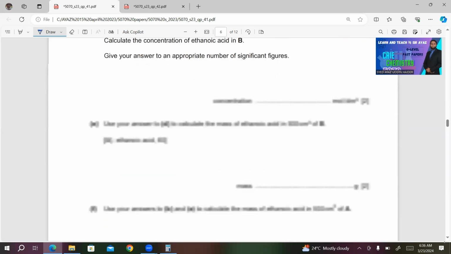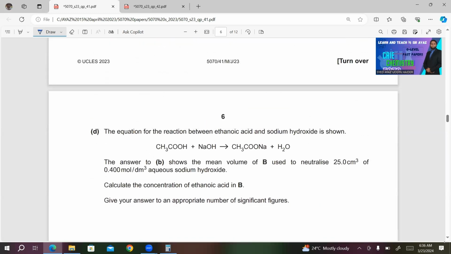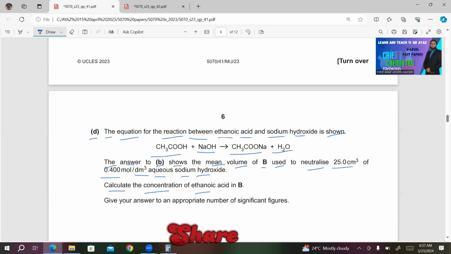D. The equation for the reaction between ethanoic acid and sodium hydroxide is shown. This is the reaction CH3COOH plus NaOH gives CH3COONa plus H2O. The answer to B shows the mean volume of B used to neutralize 25 cm cube of 0.4 mole per dm cube aqueous sodium hydroxide. Calculate the concentration of ethanoic acid in B. Give your answer to an appropriate number of significant figures.